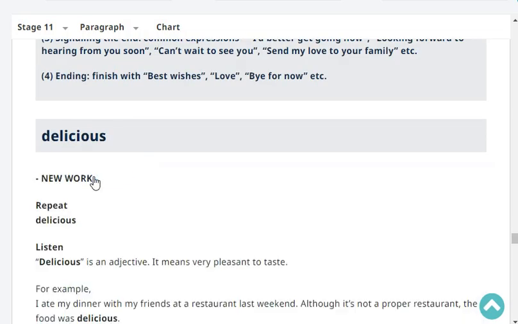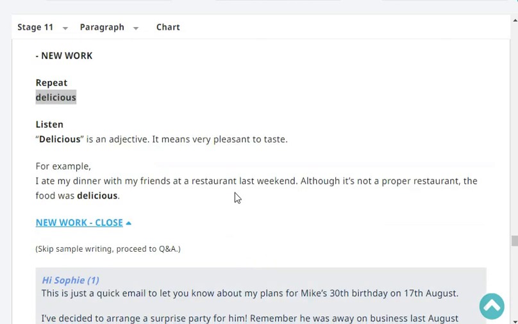Okay, next, repeat. Delicious. Very good. Okay, delicious is an adjective. It means very pleasant to taste. For example, I ate my dinner with my friends at a restaurant last weekend. Although it's not a proper restaurant, the food was delicious.